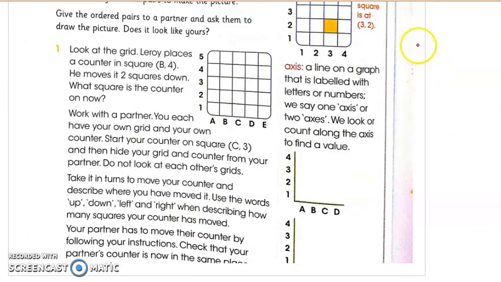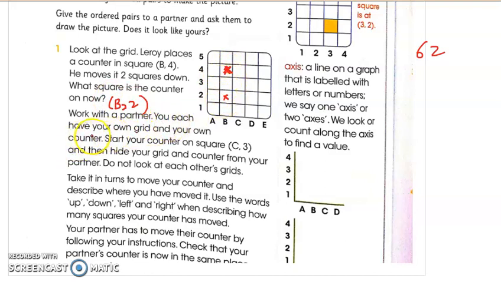Here if we move to the learner book page 62, the first question is: look at the grid. Leroy places a counter in the square B4. Where is B4? This is B, and where is the point 4? This is the point 4. So this is the position B4. He moves it 2 squares down. If he moves 2 squares down, 1, 2, he will arrive here now. What square is the counter in now? I will say now it is in B2, because it moved 2 squares down.